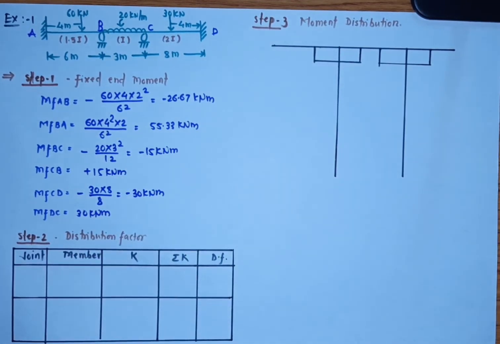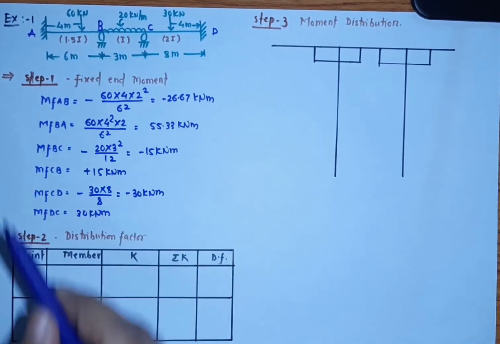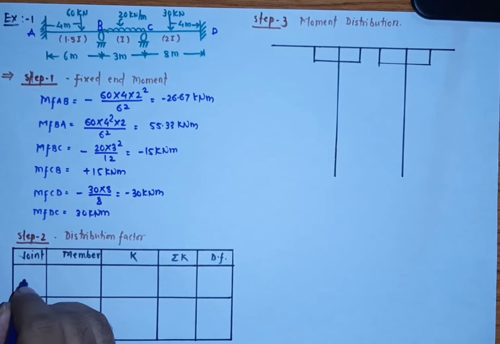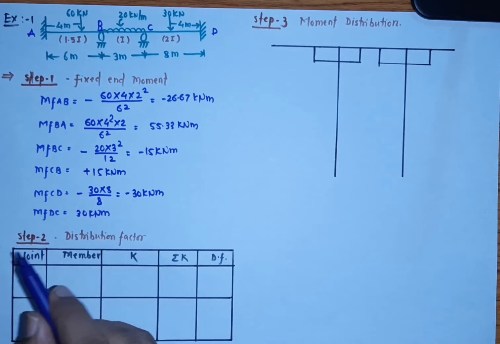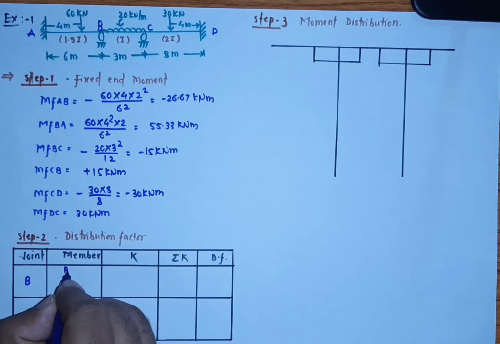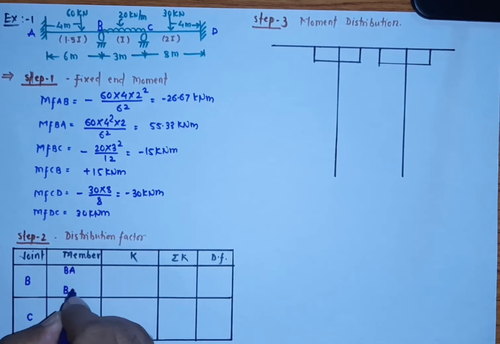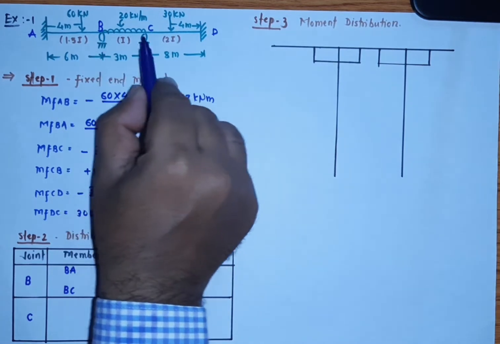Now the next step is to calculate the distribution factor. Whenever we want to calculate a distribution factor, we have to calculate it at a joint. When we see this beam, there are two joints, B and C. So write down first, how many joints are there? There are two joints. One is B, another is C. At B, there are two members meeting, BA and BC. So write down the members, first is BA, another is BC. Same as it is for C, there are two members connecting, CB and CD.